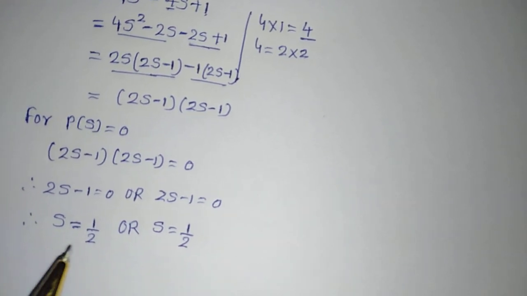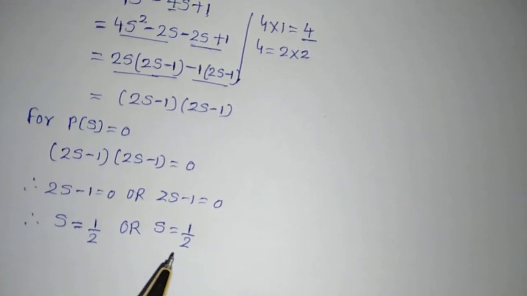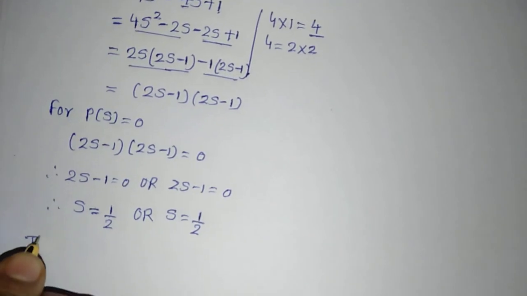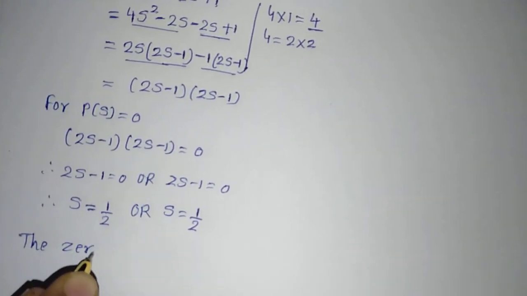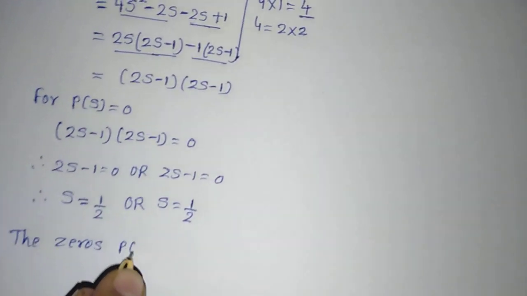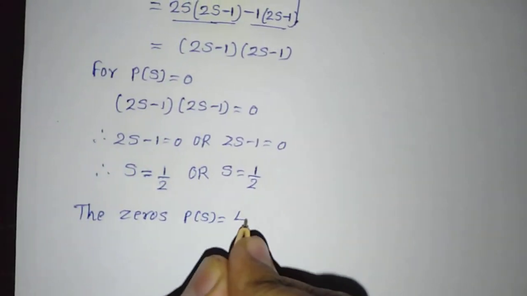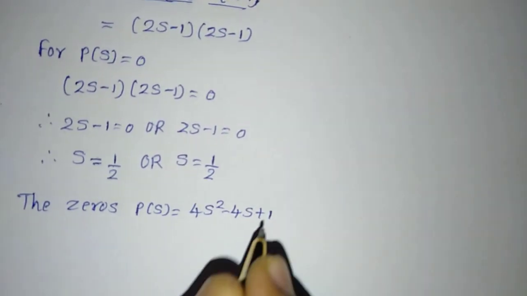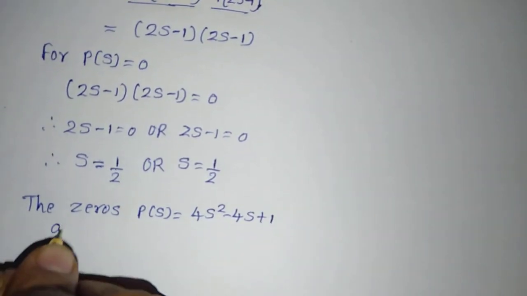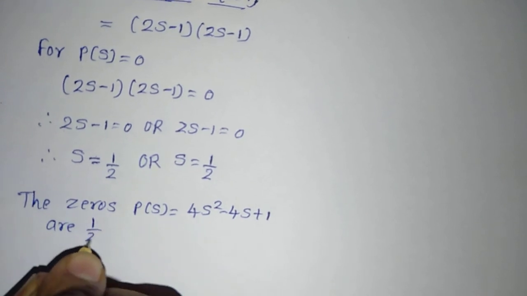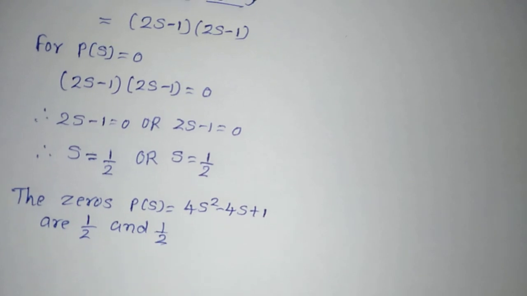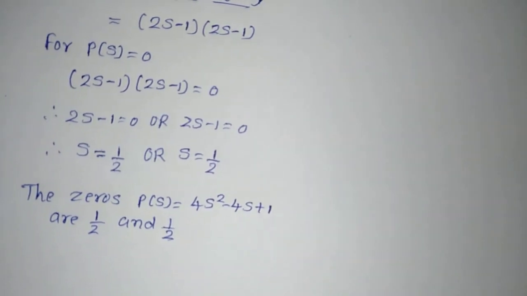So we get s is equal to 1 upon 2 or s is equal to 1 upon 2. So we have two zeros. The zeros of the polynomial, that is p(s) is equal to 4s square minus 4s plus 1, are 1 upon 2 and 1 upon 2. This is one part we have already done.